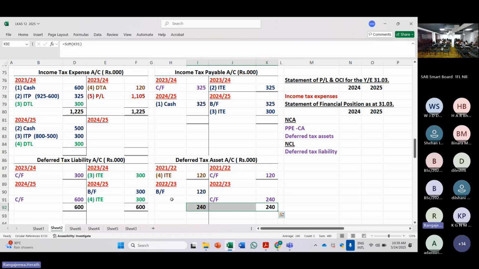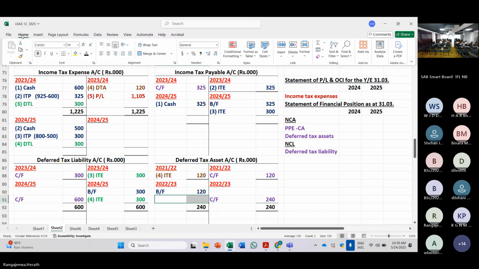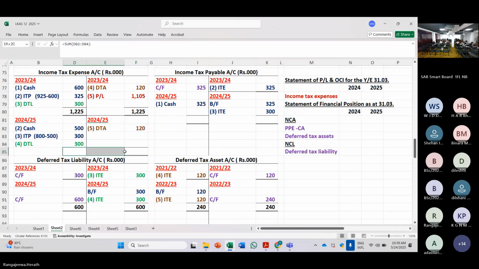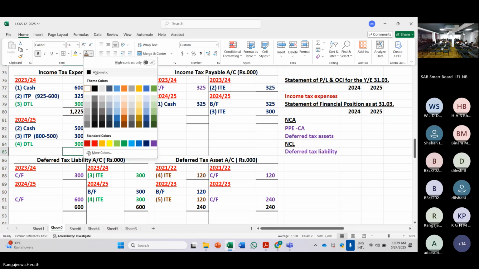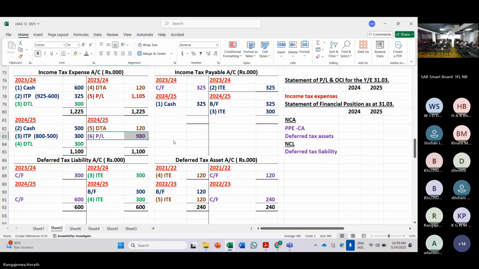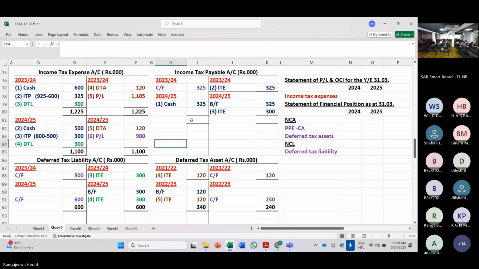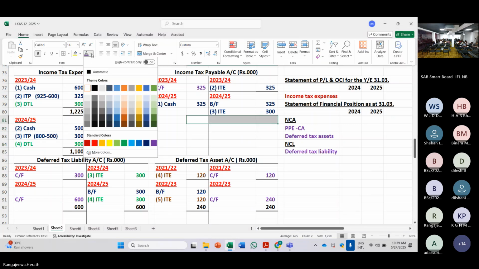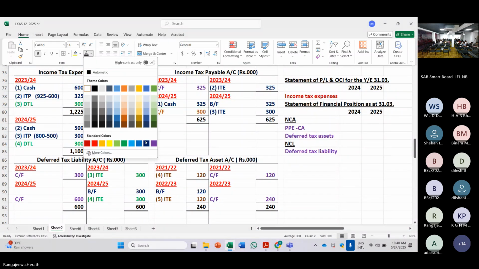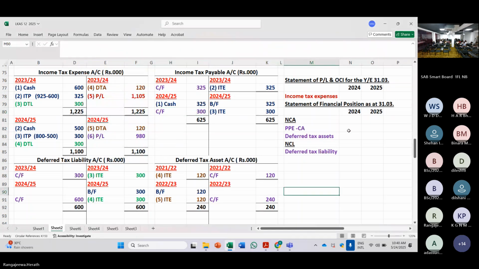This is a creation of deferred tax asset 120. Deferred tax asset debit, income tax expense credit. So you can show these income tax expense for the 2 years.